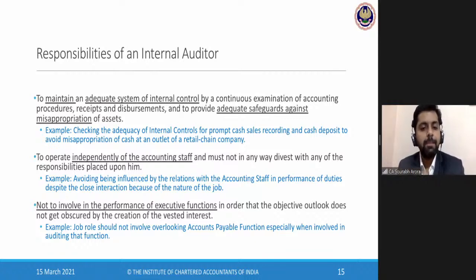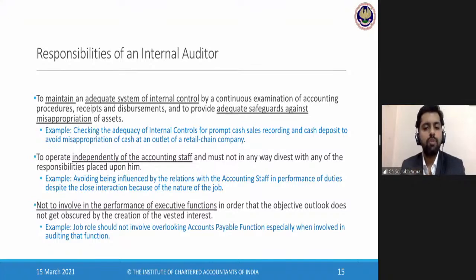Then to operate independently of the accounting staff. So this has been underscored. The internal auditor has to maintain independence generally as well, but this is underscored that he has to maintain independence from the accounting staff as well, and must not in any way divest any of the responsibilities placed upon him. So because of the nature of his job, this has been underscored, that he should be independent of even the accounting staff. Example, avoiding being influenced by the relationship with the accounting staff in performance of duties despite the close interaction because of the nature of the job.